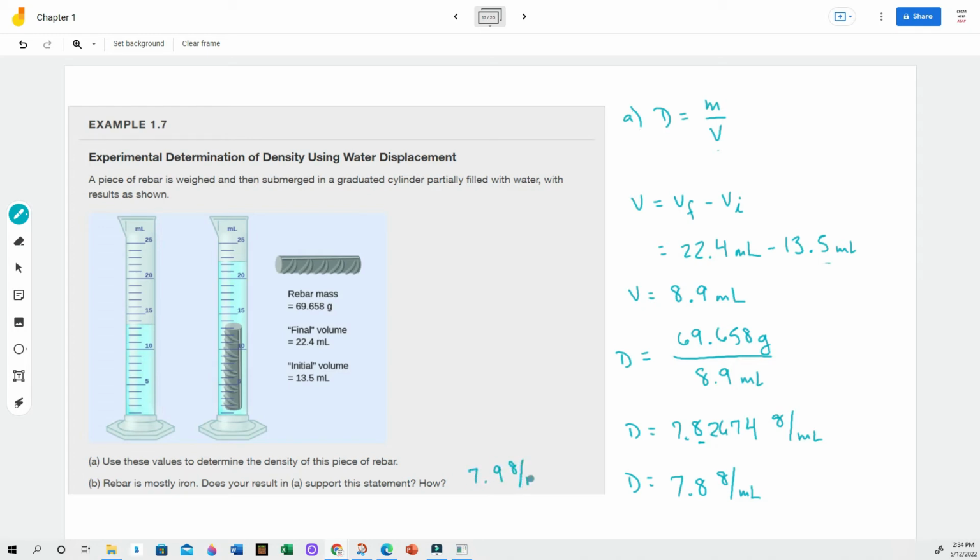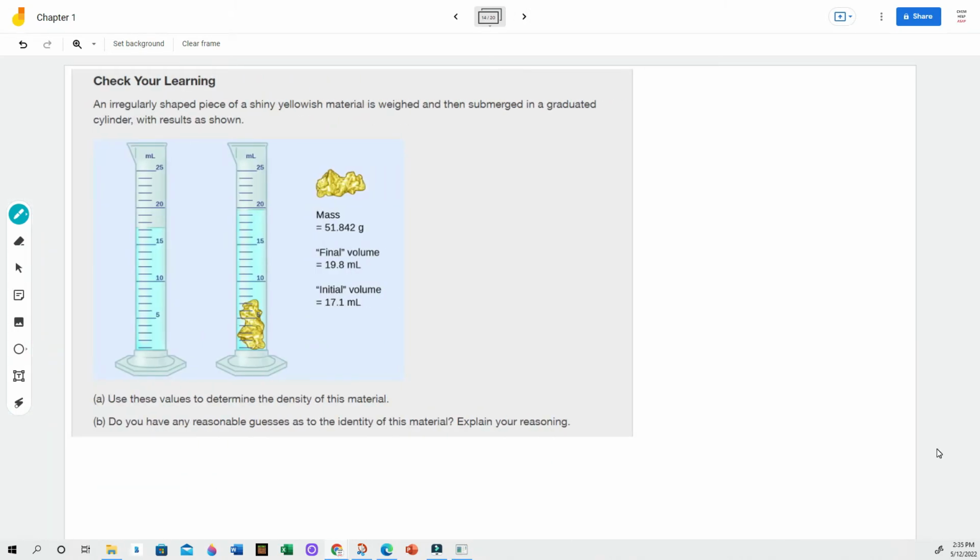0.9 grams per milliliter. So yes, this is almost exactly the same density that they give in your textbook, which means that rebar, or at least this piece of rebar, is going to be mostly iron. On to the check your learning.